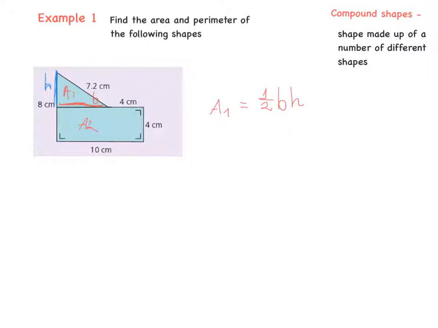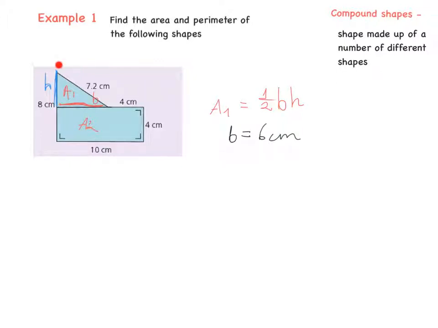First of all, how long is the base? As you can see, this line segment is 10 centimeters long. This one is 4. So how much is this one, what is missing? You can simply say, 10 minus 4 is 6. So B is 6 centimeters. The base is 6 centimeters.